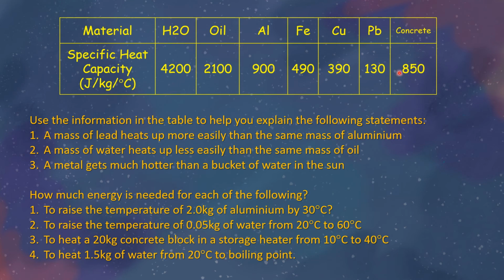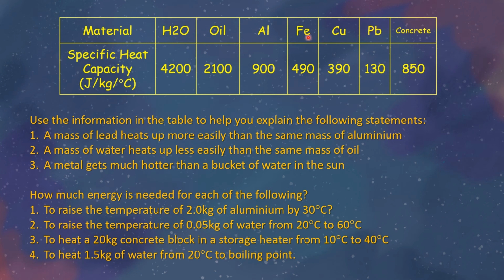Okay, so here we have all the specific heat capacities of these materials, and I want you to do the questions below, but I'm going to go through the first one of each with you, or I'm going to help you. Okay, so use the information on the table to help you explain the following statements. So a mass of lead heats up more easily than the same mass of aluminium. Okay, so we've got aluminium here, and we've got lead here. So Pb is the chemical symbol for lead.